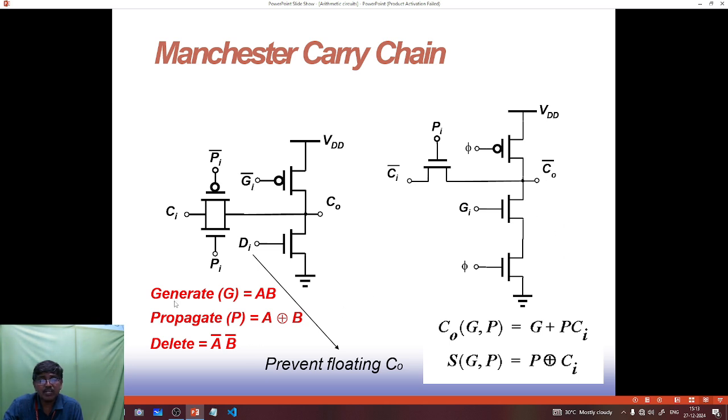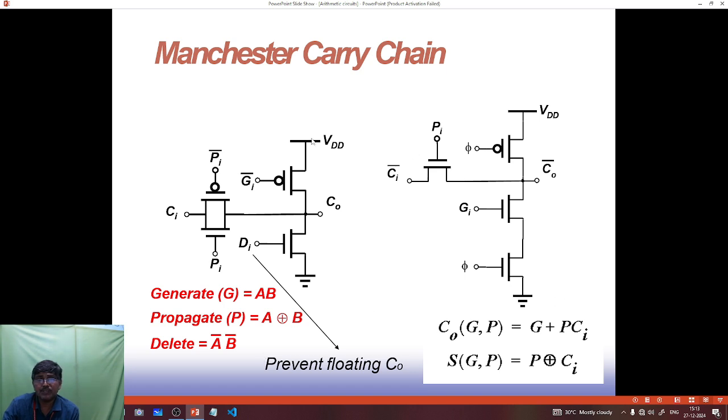Here generate, G is equal to A B, propagate is equal to A XOR B, delete is equal to A bar B bar. Now Ci is connected to a transmission gate, with propagate symbol Pi and Pi bar, and this will be connected to C naught. So generate G is equal to A into B, propagate is equal to A XOR B, delete is equal to A bar B bar.